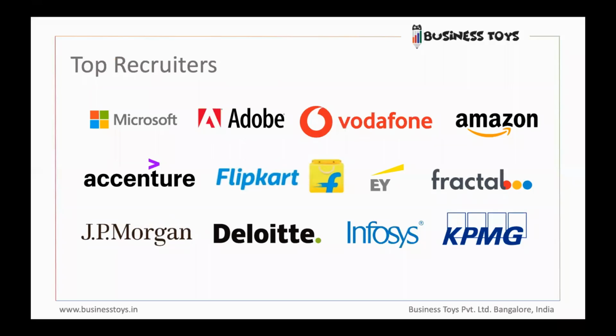So these are top recruiters. I just did a small research and tried finding out. Microsoft in Gurgaon is having a lot of openings. Adobe in Bangalore as well as in Pune having a lot of openings. Vodafone hiring a lot of data scientists. We have Amazon, Accenture, Flipkart, EY, Fractal, JP Morgan, Deloitte. These are the top ones which I could see in Glassdoor. I could see in various other job portals that these companies are having a lot of demand for data scientists. In fact, there are many more. I could not list all, but if you have to ask me which are the top companies, then these are the top companies which are hiring right now, right?